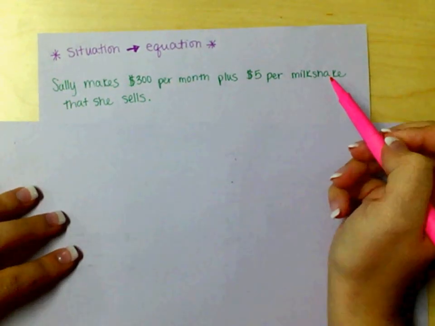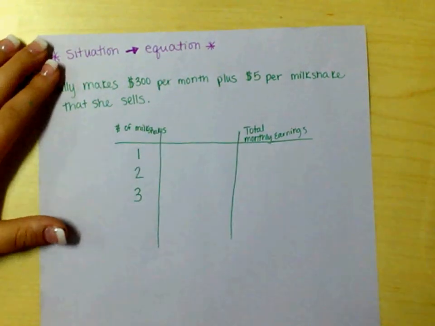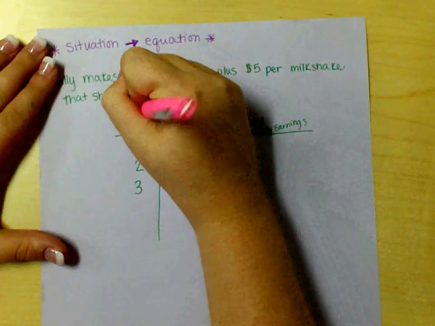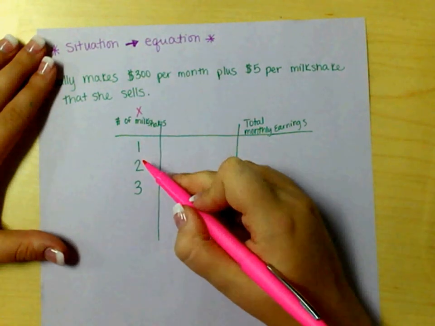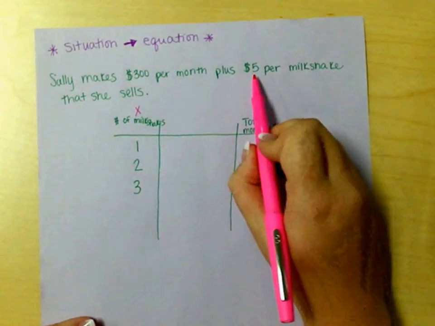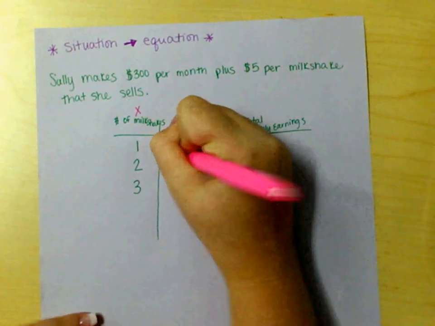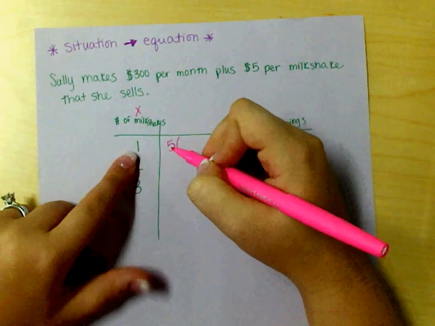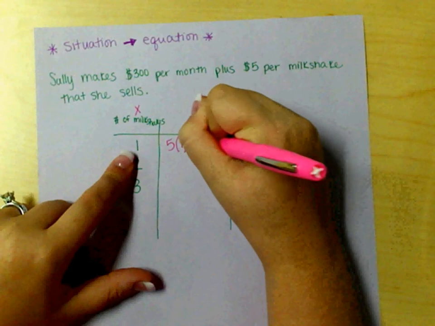They didn't tell me if my X is my month or my X is my milkshake. But if I were to give you this, that tells you in my X column, it's labeled as number of milkshakes. So that means my X value is how many milkshakes she sells. So if she makes $5 for every milkshake, my 5 is what I'm multiplying by my x values. If you put 300 in this situation as your coefficient, you're saying she makes $300 per milkshake, and that's not true. That $300 is a one-time thing.